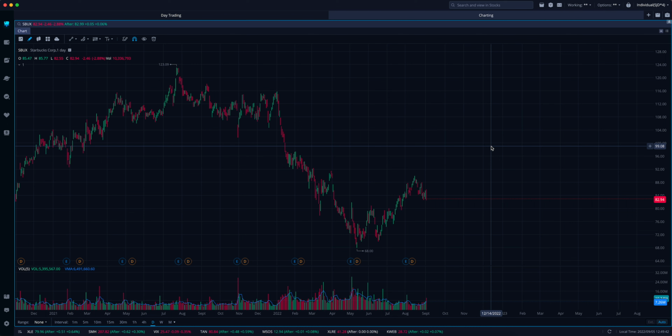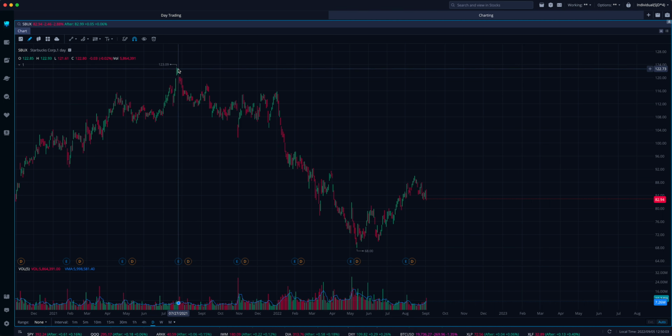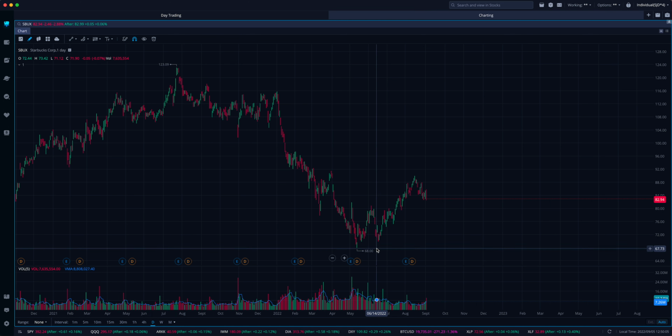The first thing I'm going to want to make sure I do, and I start on the daily level. I think that's just the best time frame to do these on. And I'm going to look to draw at least one fib that covers a downtrend and one that covers an uptrend, okay? So here we see, I think this is the all-time high of Starbucks, 123.09, and then we have this recent low at a real nice psych of 68, round number.